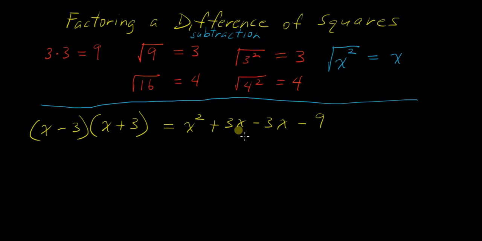And then we always look for like terms. Here I have two x terms. I have a 3x and a minus 3x. What is 3x minus 3x? Well, that's 0. So these just disappear. And I just get a difference of squares. x squared is a square because it has a square root, which is x. 9 is a square that came from multiplying 3 times 3. And so it's what we call a perfect square. And we have a subtraction of squares.